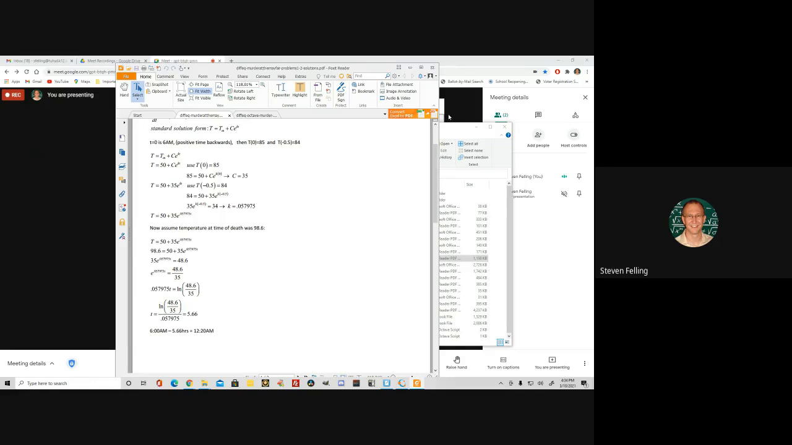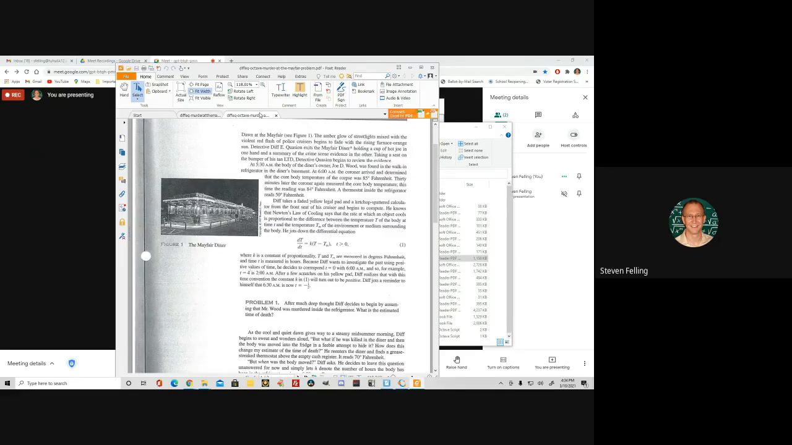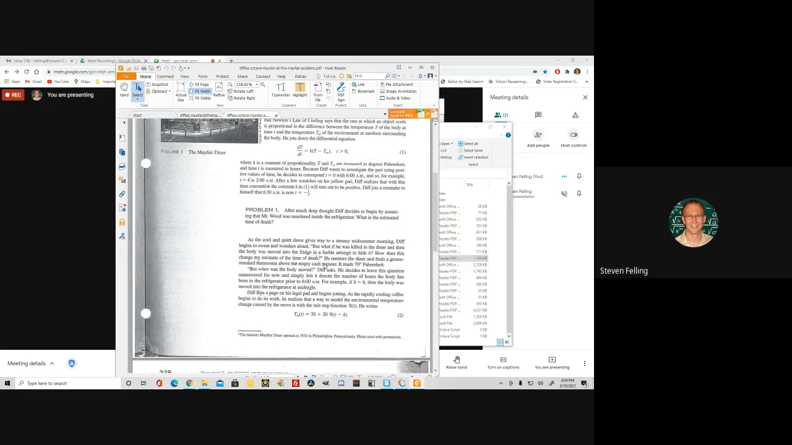All right, and then if we keep reading, so that's problem one. Problem two said, eventually, the detective says, but what if the person was killed in the diner and then the body was moved into the fridge in an attempt to hide it? How does that affect the time of death?